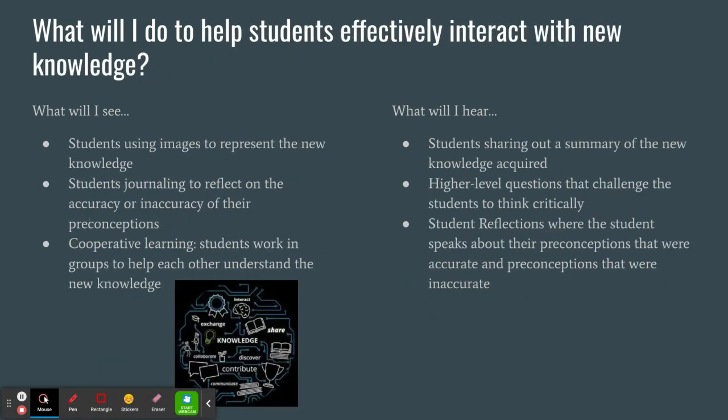In a classroom where students are effectively interacting with new knowledge, you will see students using images to represent the new knowledge, students journaling to reflect on the accuracy or inaccuracy of their preconceptions, and cooperative learning, where students work in groups to help each other understand the new knowledge.